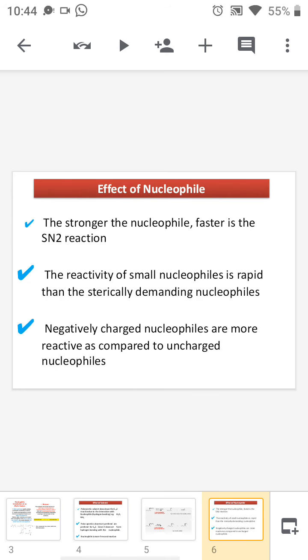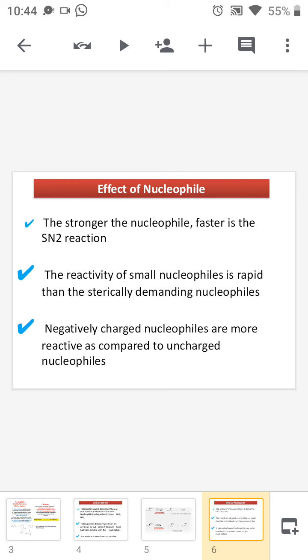Now we are moving into the effect of the nucleophile. As we discussed earlier, the nucleophile strength is very important in SN2 reaction because the rate of the reaction depends upon both the structure of the substrate and the nucleophile.